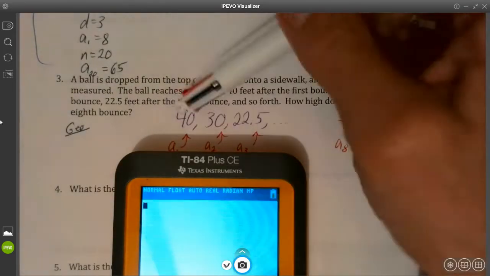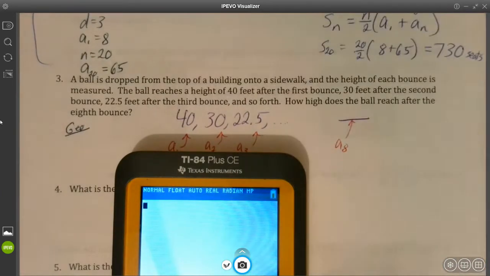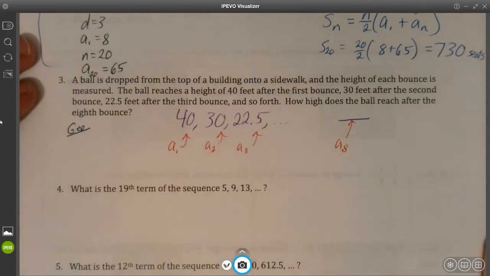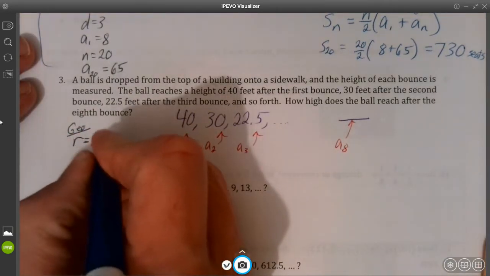40 times something gives me 30, and it's not obvious. So what I like to do is the second term divided by the first term, second term divided by the first term, and I get that. So what that really tells me is I am potentially multiplying by 0.75 every time. Because I am multiplying, it is a common ratio, not a common difference, so 0.75.